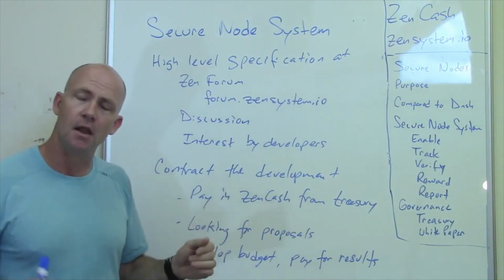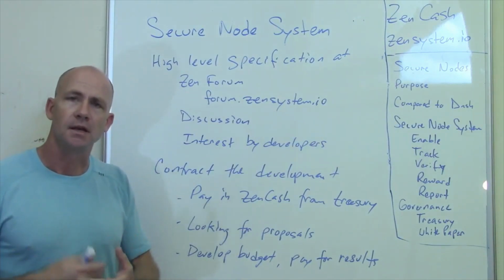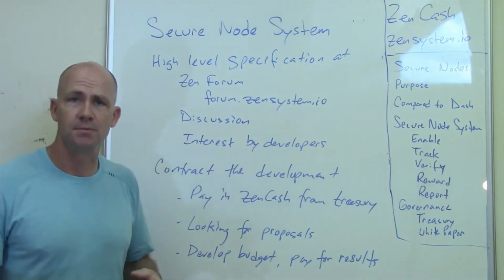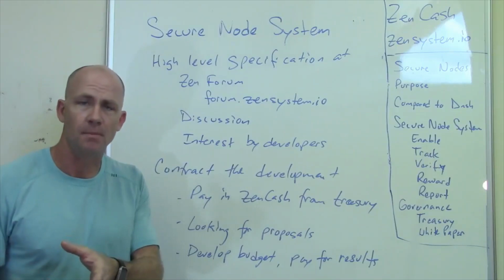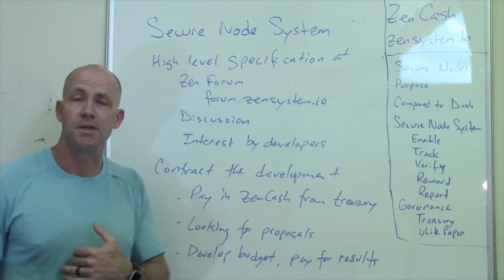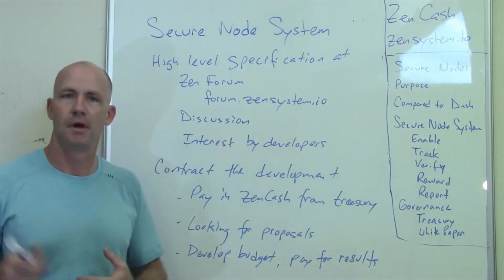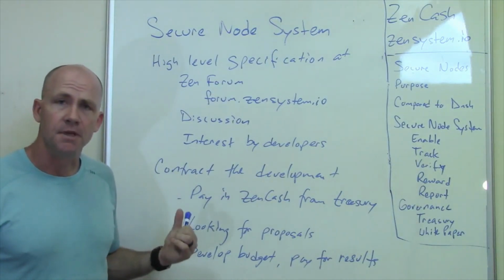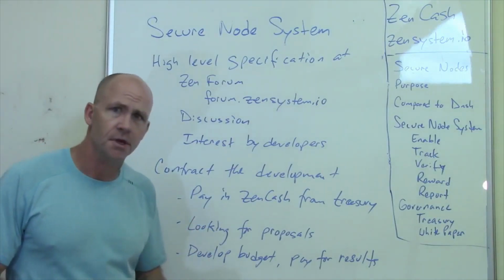In parallel, I want to develop the ZenCash secure node tracking and payment system, and that's what we're talking about here. I would see this as a piece of software running on nodes, maybe a Python script or something like that, that checks the challenge location and provides the response, and does that on a regular basis. For the development, we're going to pay with ZenCash that we're building up in the treasury right now, and we're looking for proposals.